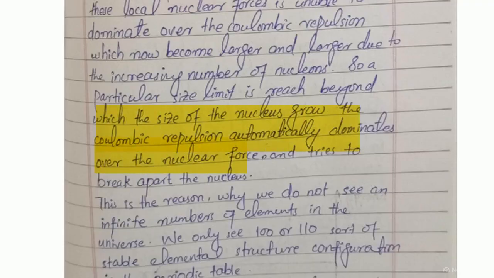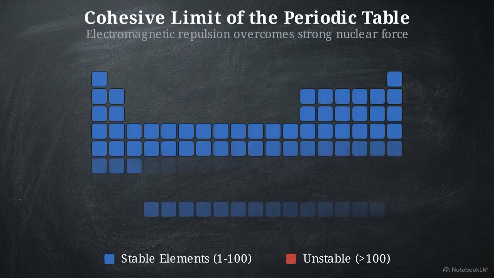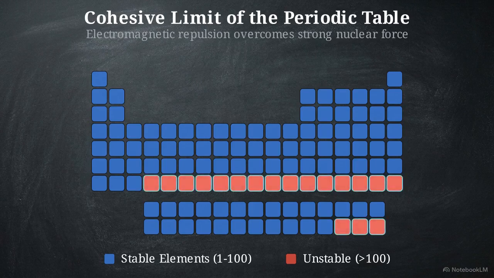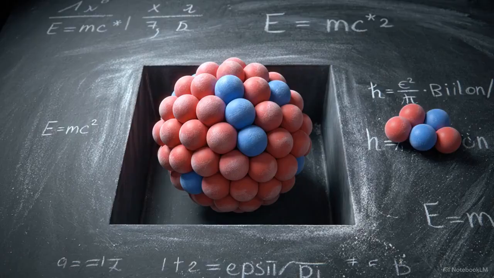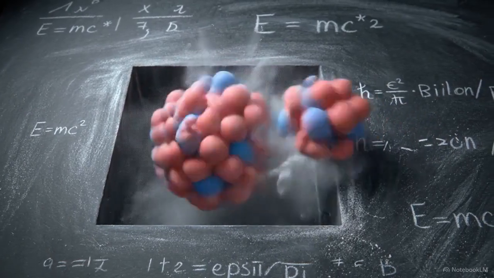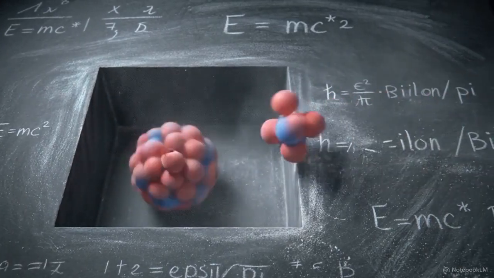At a specific size limit, Coulombic repulsion automatically dominates over the nuclear force. This physical limit dictates why we only see roughly 100 stable elements. Beyond this threshold, repulsion prevents a cohesive atomic structure from holding together. An atomic mass over 210 guarantees an inherent force imbalance. The massive nucleus must violently eject mass.